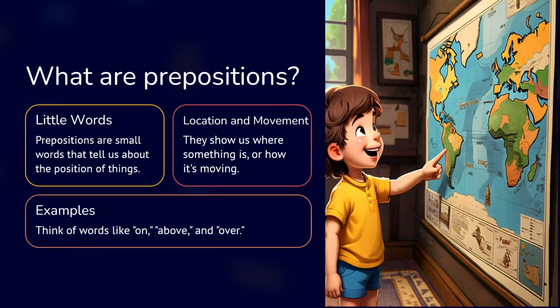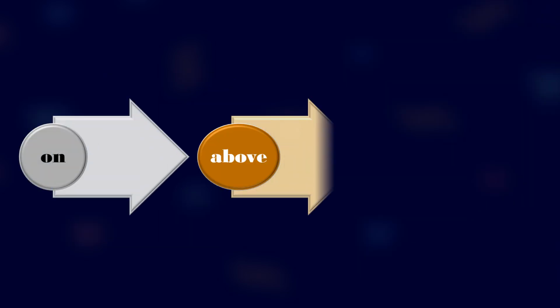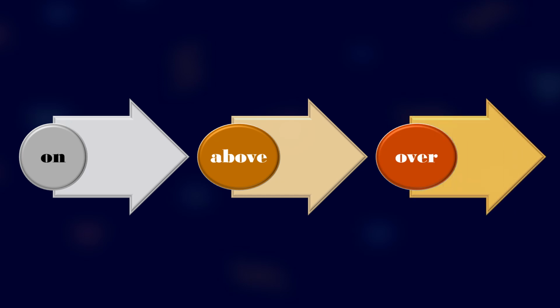For example, think of words like on. The book is on the table. Above: the sky is above us. And over: a train is running over the bridge. So let's learn about the three prepositions on, above and over in detail.